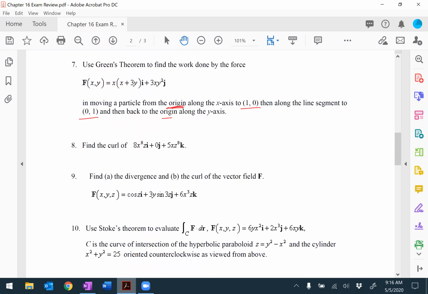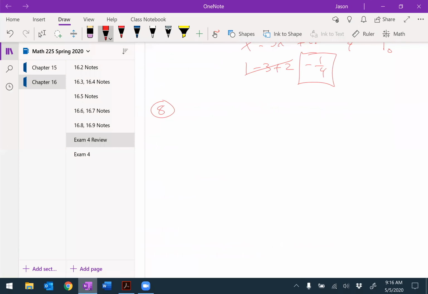Okay, so f is equal to 8x to the 8th zi plus 0j plus 5xz to the 8th k. Okay, and so we're going to do our curl, which is our gradient crossed with our function.